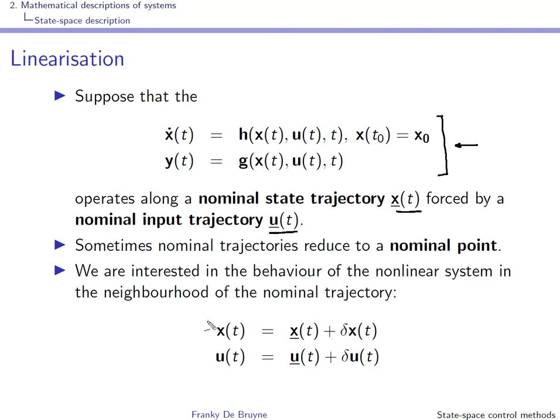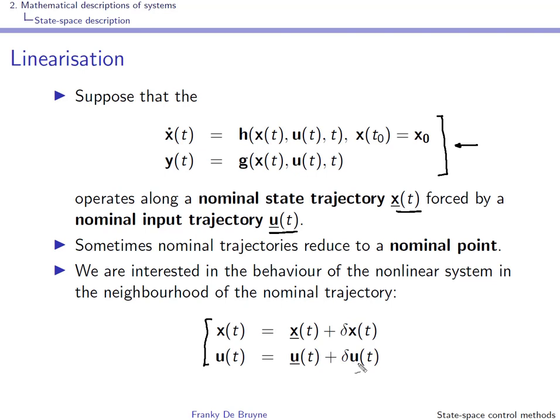So we are interested in x and u. x is in the neighborhood of x bar, so we write it as x bar plus some variation, and u is u bar plus some variation. Okay, so this is what we mean around a nominal state trajectory forced by a nominal input trajectory.